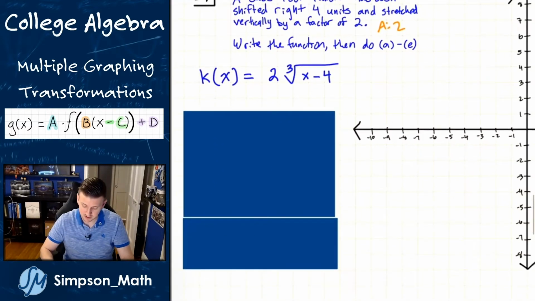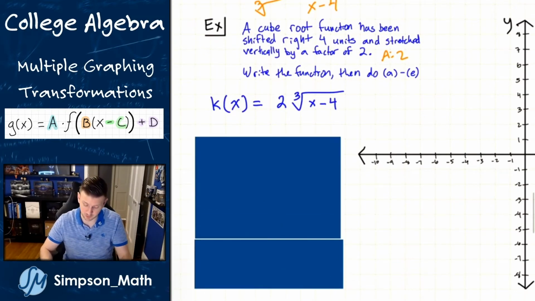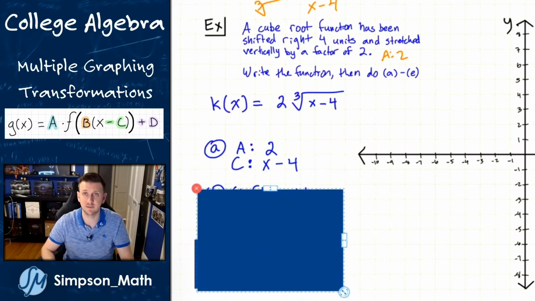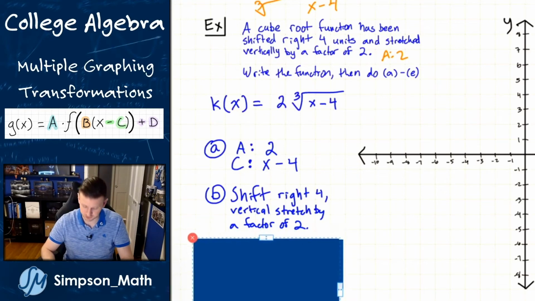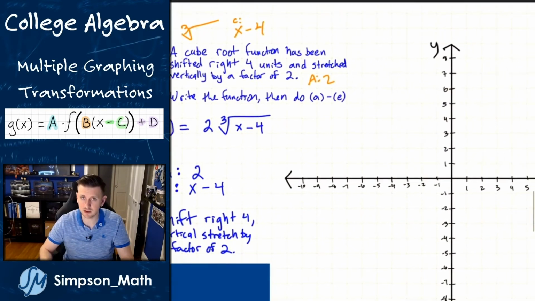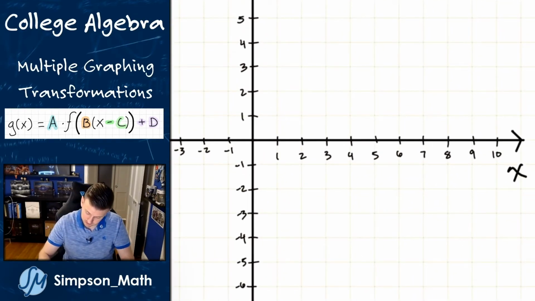All right, great. So now let's do all the things. So I basically just sort of spoiled it. We are going to have a is 2, c is x minus 4. We're going to shift right 4 and then do a vertical stretch by a factor of 2. So let's do that. So I'm going to go right 4. So let's go right 4. And again, I like to put that plus.